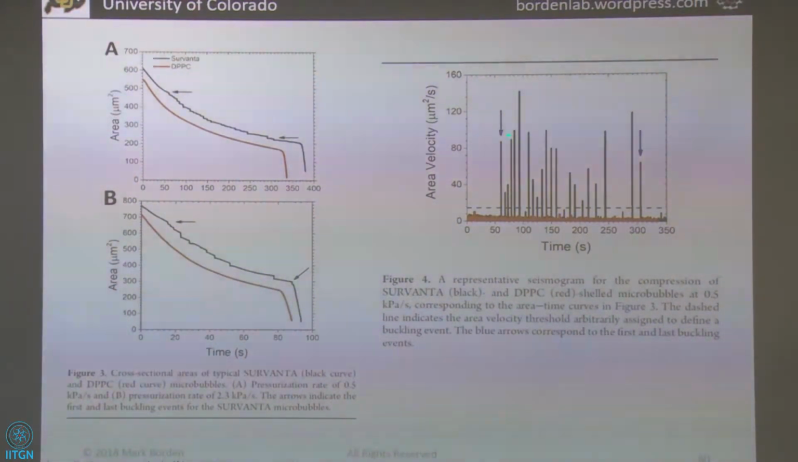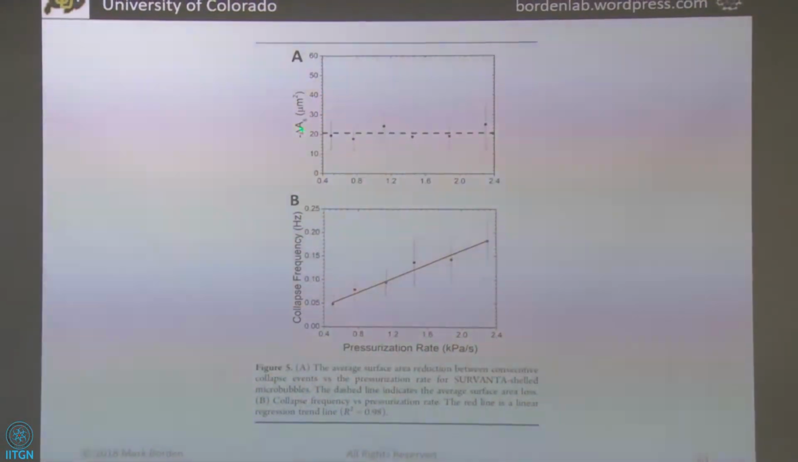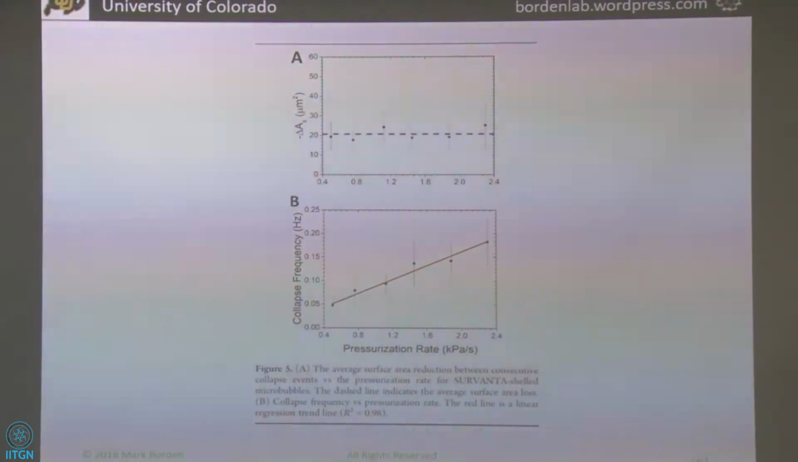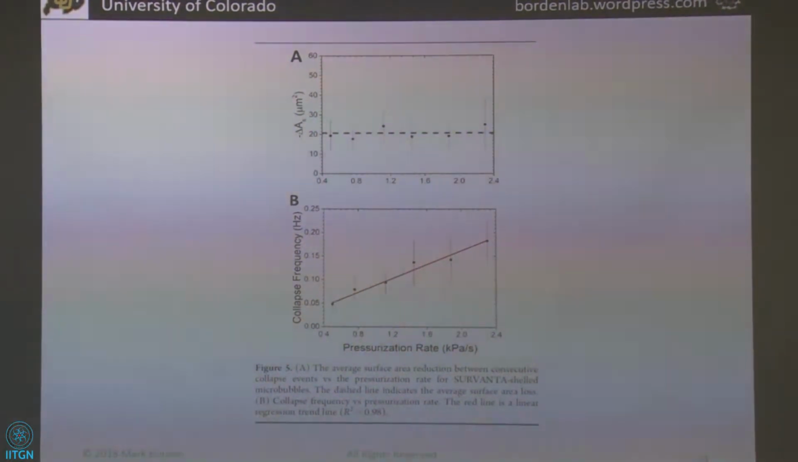But the interesting thing is you can see here there's no correlation with time. They're not large and decreasing with time or small and increasing with time. It's kind of random, stochastic. In fact, the average change in area is pretty uniform across all the different pressurization rates. The only thing that's changing is the frequency of the collapse events. So that's kind of interesting in terms of the structural mechanics of the bubble.